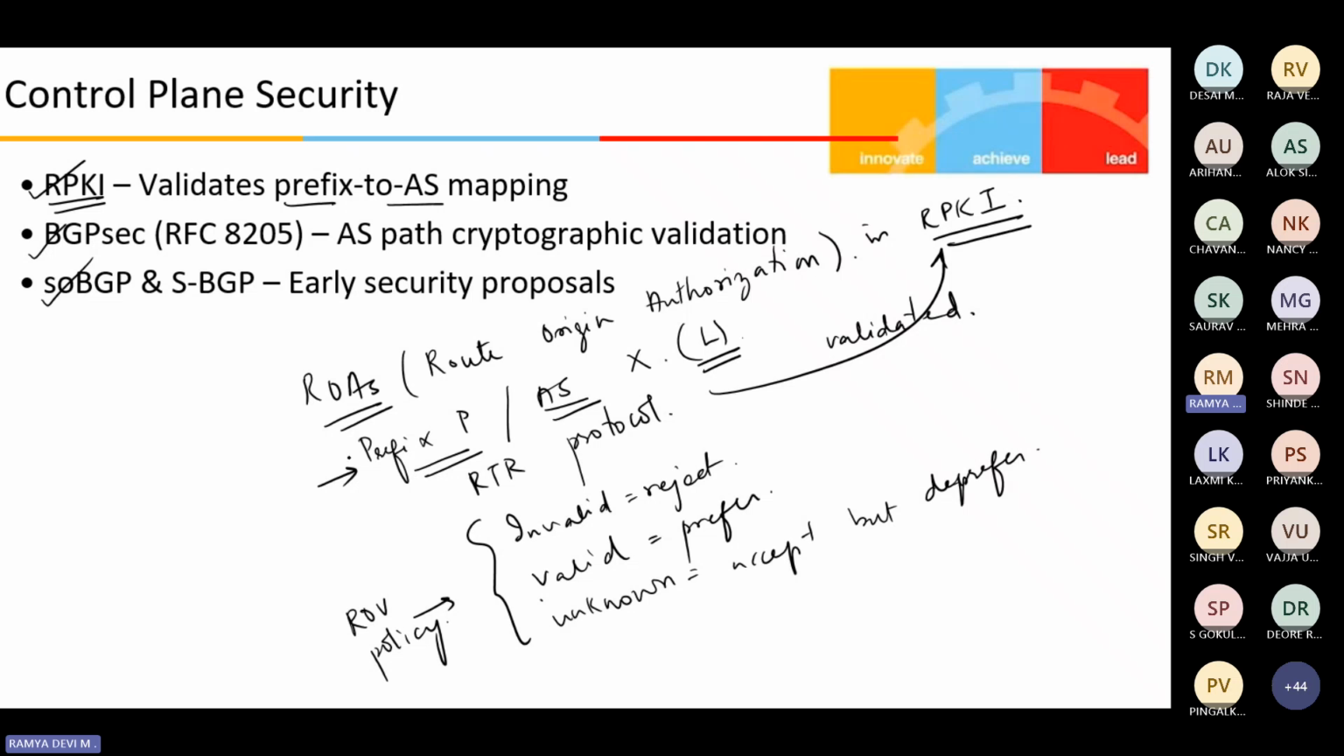Okay, the next one is BGPsec. RFC 8205 adds cryptographic AS path validation. So AS path tampering can be avoided, and it can remove AS hops for interception. It complements our RPKI. This verifies how the route has traveled, not just who originated it, and even that is verified.